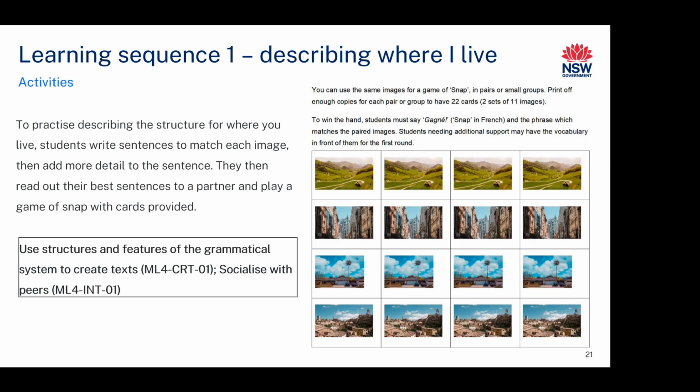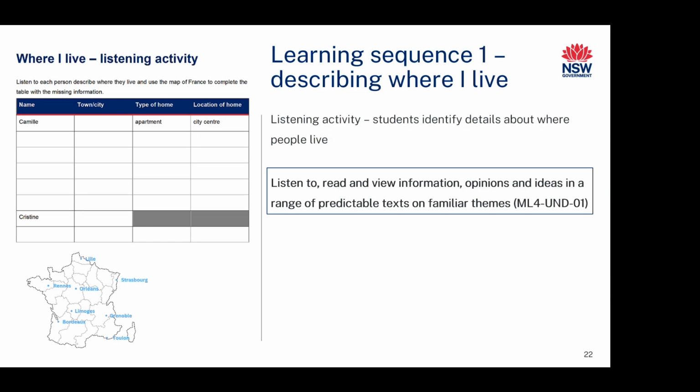When playing this game, students must say the phrase in French for snap, and then the correct French phrase to match the card. In this way, this activity addresses the socialise with peers content dot point in interacting, and also the creating text dot point of using the grammar system through the sentences students create in the first activity. Students then complete a listening activity, identifying details about where people live, addressing this understanding text content dot point.